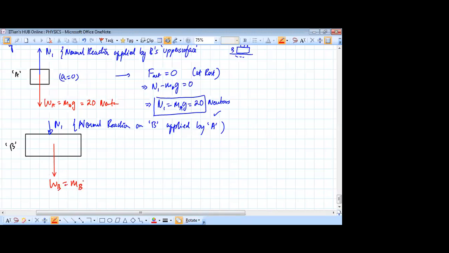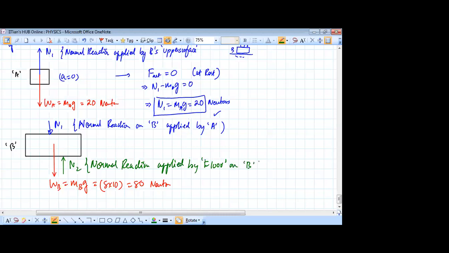That is the mass of B. That will not depend on the mass of A. And that is 8 into 10, or 80 newtons, 8 kilograms into 10 meters per second squared. But now one more force which is acting on B is the normal reaction that the floor is applying on B. So that is acting like this. So this is the normal reaction applied by the floor on the block.